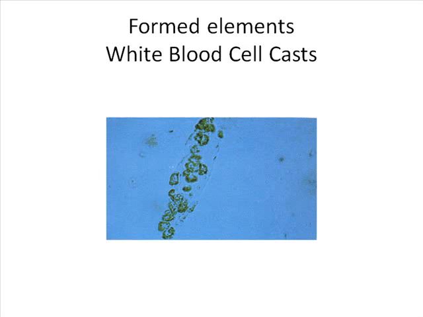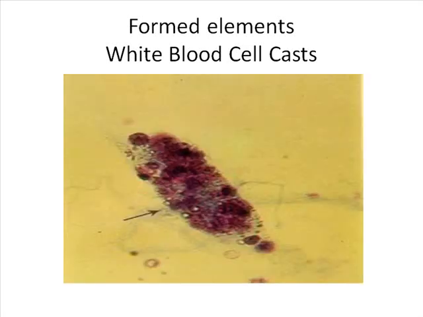Here's an example. Notice, looks like there's a clear matrix behind it, and notice the white blood cells on top are embedded into that matrix. Here's one using the Sternheimer-Malbin stain, and notice how it kind of shows you the nucleus right on top.